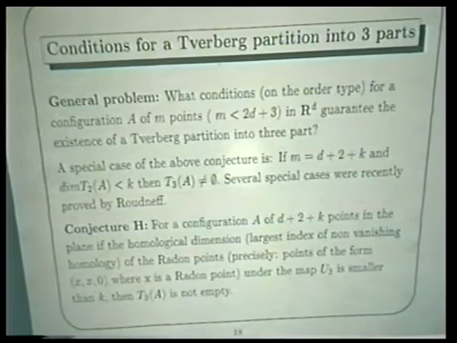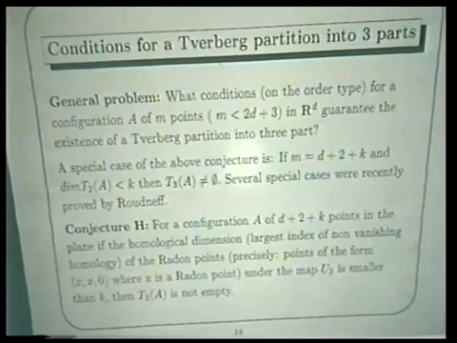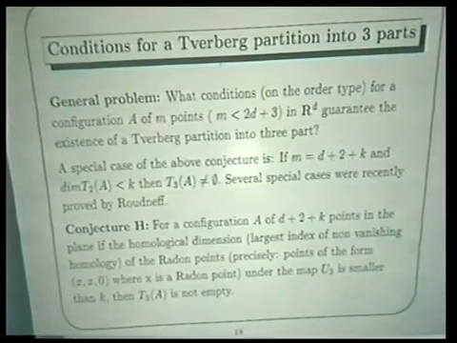And I would like to find a condition which will guarantee that a partition to 3 parts exists for a smaller number of points. In general, this will be complexity-wise a very difficult problem. It's very easy to encode difficult problems, so you don't expect necessary and sufficient conditions, but we would like to find conditions for partitions to 3 parts when we don't have enough points.